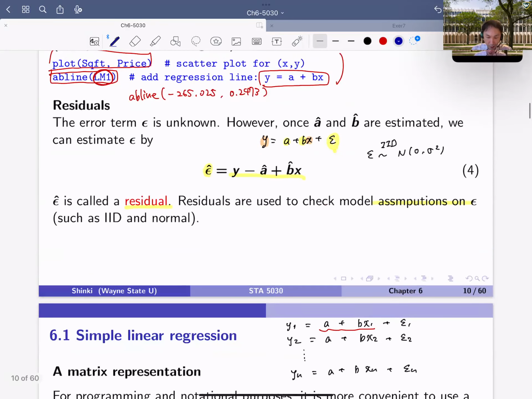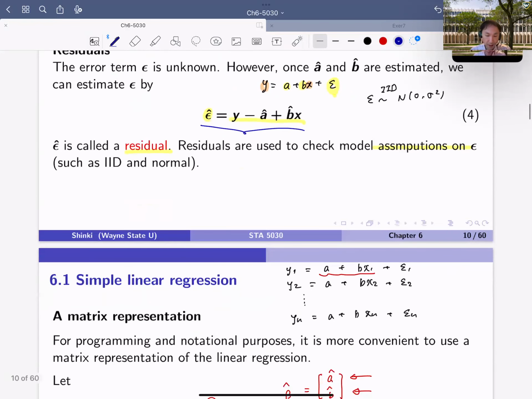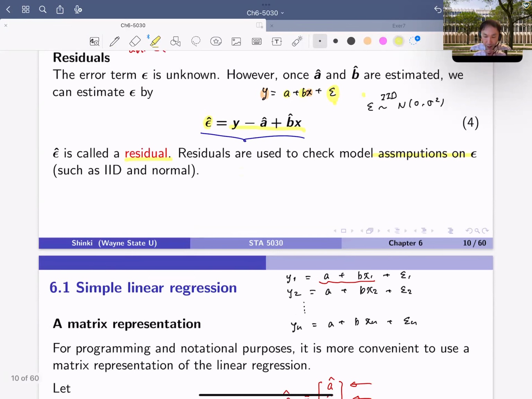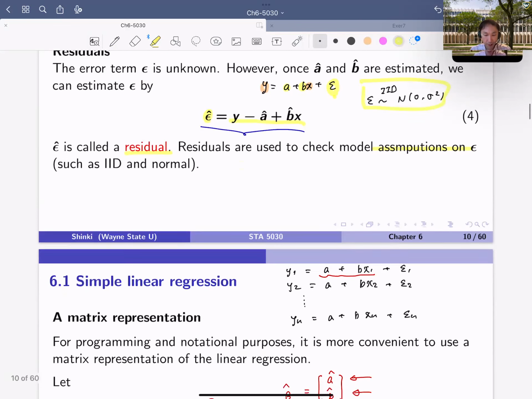Yeah, and the residual is defined by Y minus (A hat plus B hat X). This is the estimated epsilon. Often we assume epsilon is IID normal. So to check this assumption, we have to calculate the epsilon hat.